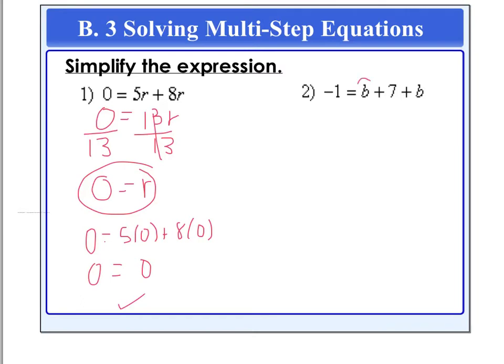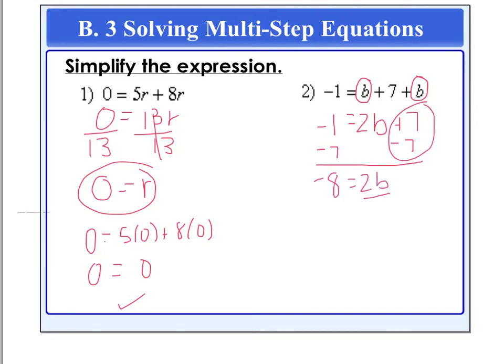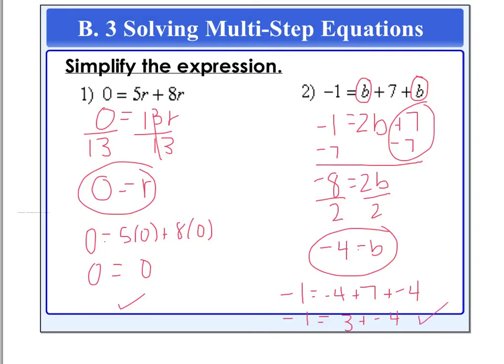Next one, we'll combine our like terms. We've got b can combine with b. So b plus b is going to give us 2b's. We still have this negative 1, and we still have this plus 7. Now, we've got to get that b alone, so the first thing we're going to get rid of is that minus 7. Negative 1 minus 7 is negative 8, equals 2b. We'll divide by 2, and negative 4 equals b. So we've got negative 1 equals negative 4 plus 7 plus negative 4. Negative 1 equals 3 plus negative 4, which does equal negative 1.